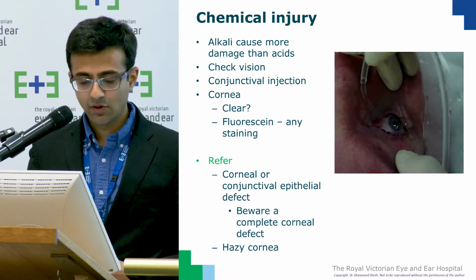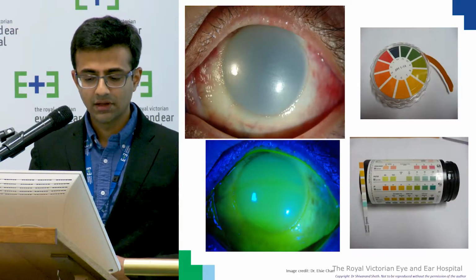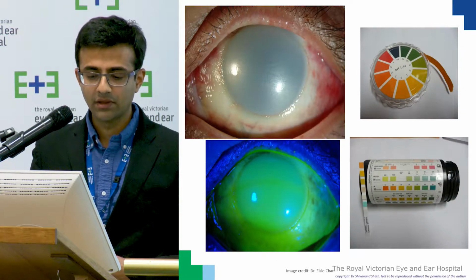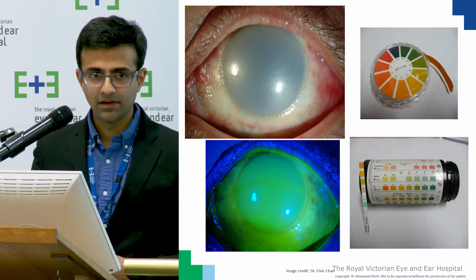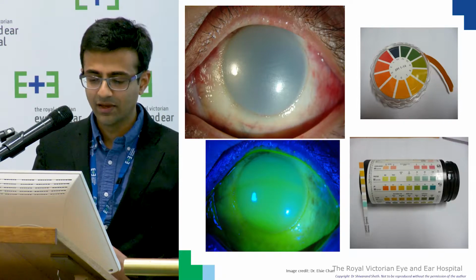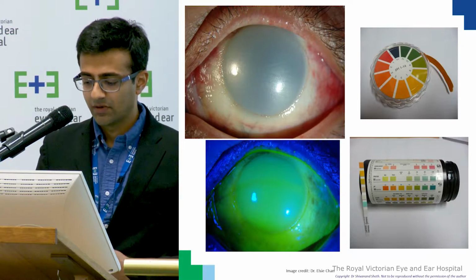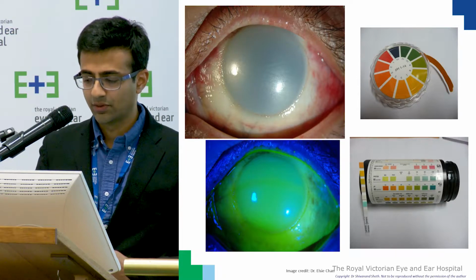A completely hazy cornea is quite a bad sign. So significant corneal injuries, they can burn off the entire epithelium as well as the blood supply that nourishes the epithelium. So if you see a cornea like that, you have to refer them because it's quite bad, and even we find it difficult to do anything. You can check pH with pH strips. Even urinary pH strips are fine if you don't have eye strips like these.